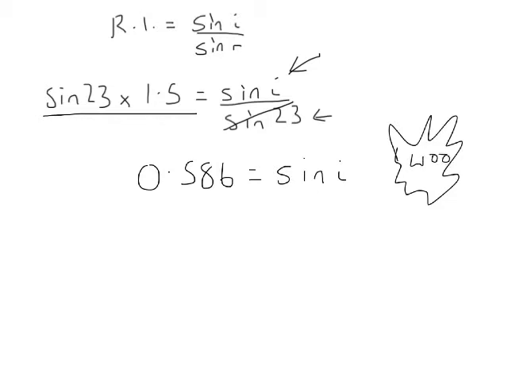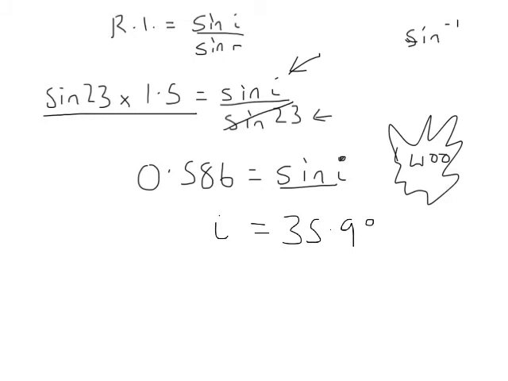Now usually you'd be amazed and you'd think, woo, I've finished. But you've got a little bit more to do, because that's the sine of the angle of incidence. We've got to get the angle of incidence on its own. So you're going to use a little button on your calculator called sine to the -1, inverse sine. You'll probably have to press shift and sine to use that. And we are going to inverse sine 0.586. And that gives a value for i, the angle of incidence, of 35.9 degrees.